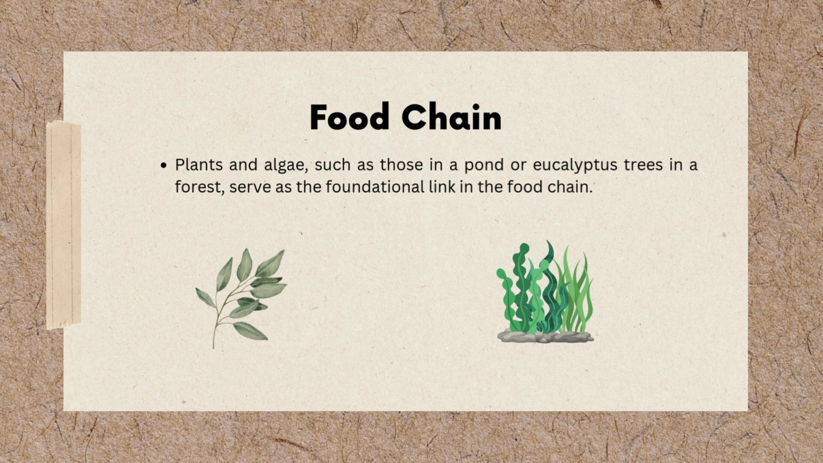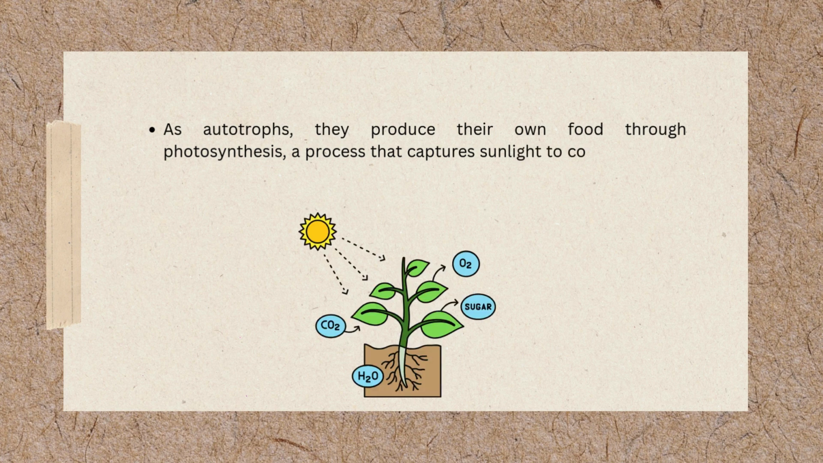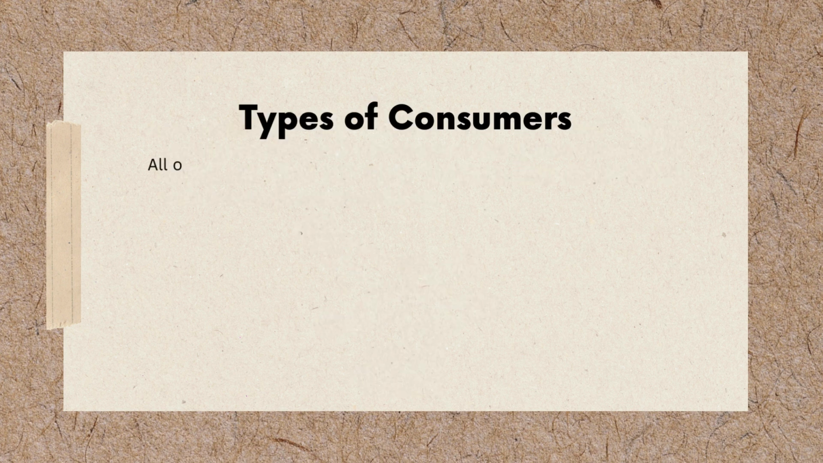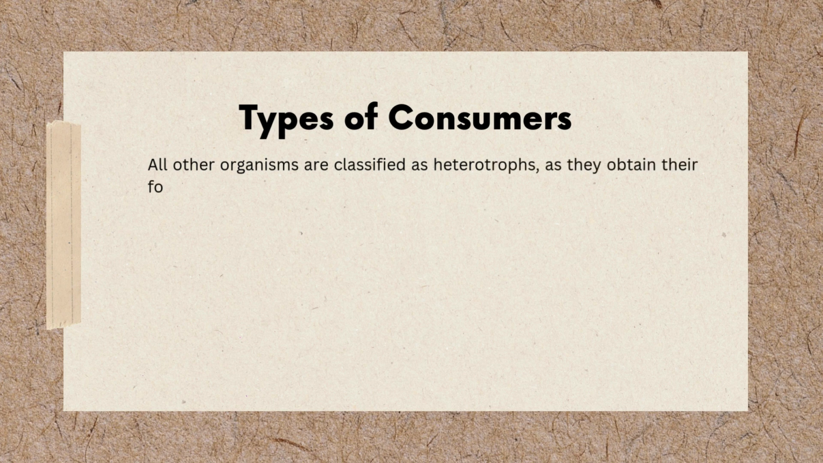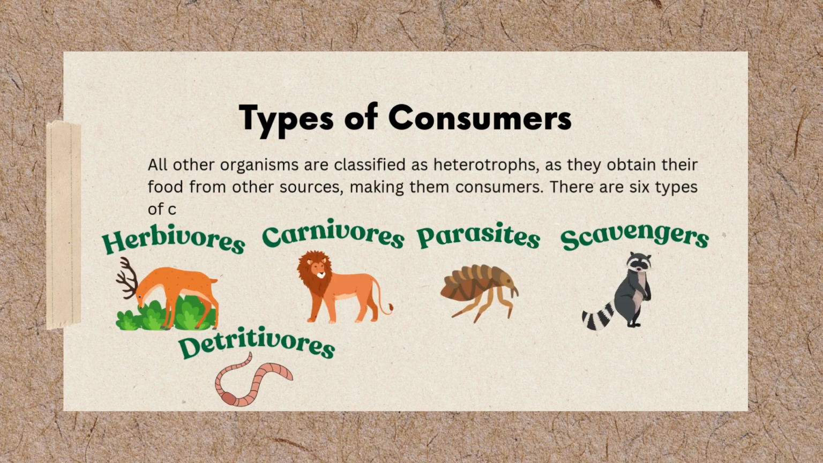As autotrophs, they produce their own food through photosynthesis, a process that captures sunlight to convert carbon dioxide and water into sugar. Therefore, these photosynthetic organisms are known as producers. All other organisms are classified as heterotrophs, as they obtain their food from other sources, making them consumers. There are 6 types of consumers: herbivores, carnivores, parasites, scavengers, detritivores, decomposers.